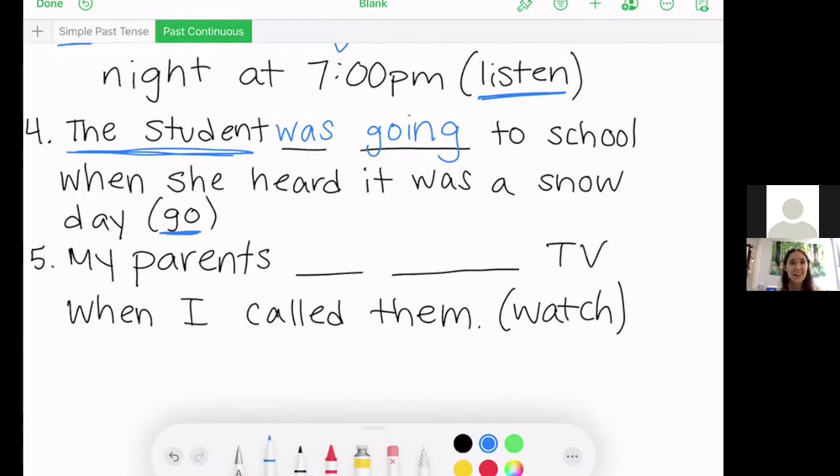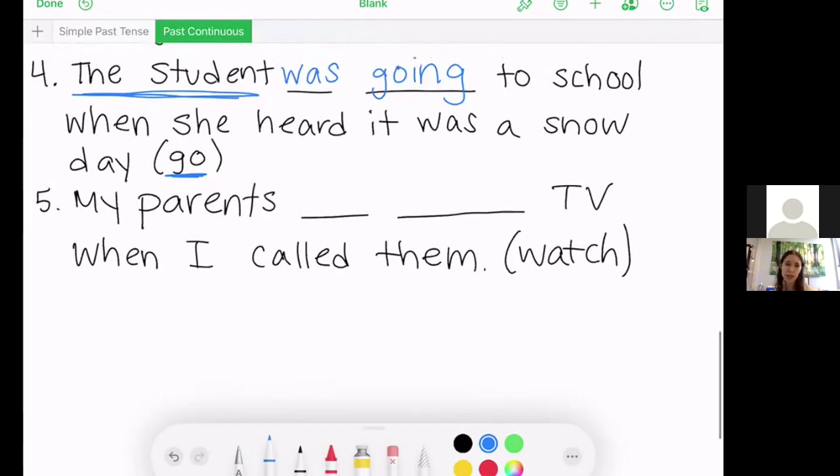The past continuous is nice because the rules are very constant. You don't have to think of many irregular verbs like we had to learn in the simple past. In this one, you just add ing and you will always choose between was and were based on if you have a singular or plural subject.